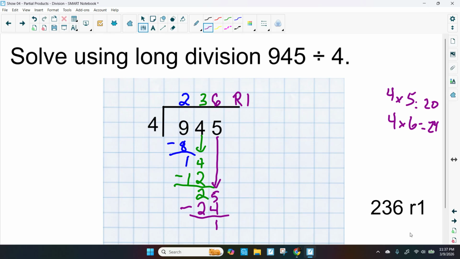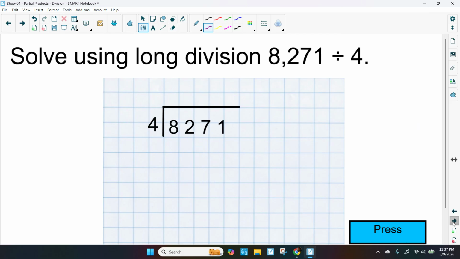Okay, so I hope you enjoyed the long division. Let's move on. Here's another one for you. Solving using long division. I noticed the numbers are starting to get a little lengthy. 8,271. I'll give you a minute to see if you can get some of the numbers in there, and pause the video and start working it out because I know you guys can do it. So take your time. And while you're working on that, I'll get a sip of water.